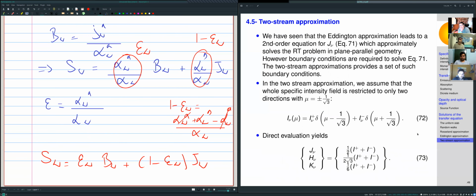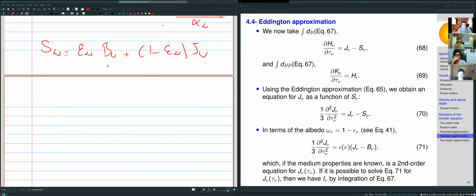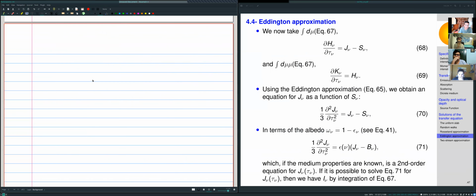Okay, so in order to solve this differential equation, we need to apply boundary conditions. If you pay attention, we have here a differential equation for the mean intensity, but what are the boundary conditions? Because it's not so easy. It's not so simple, right?